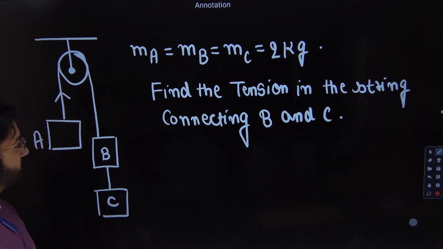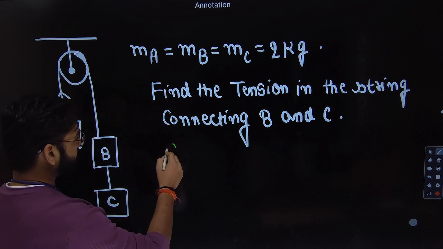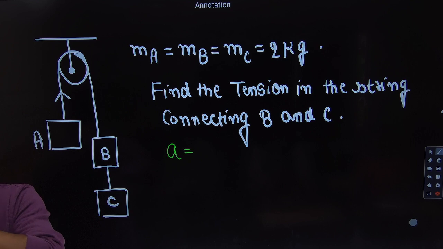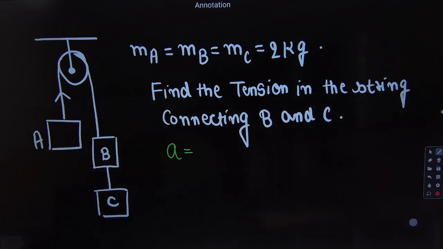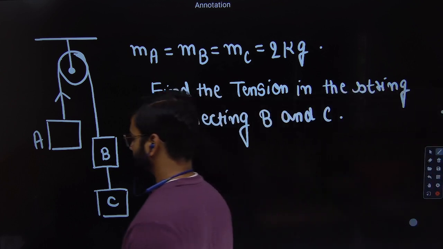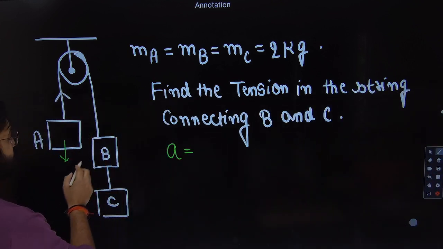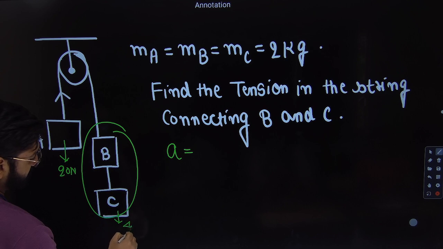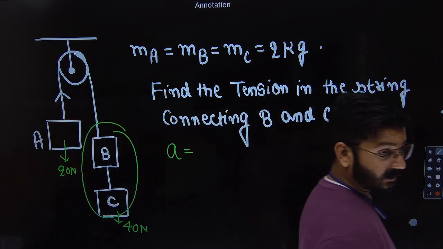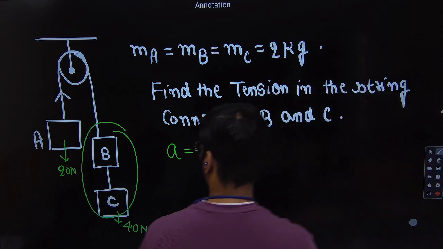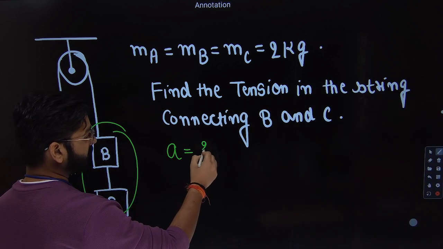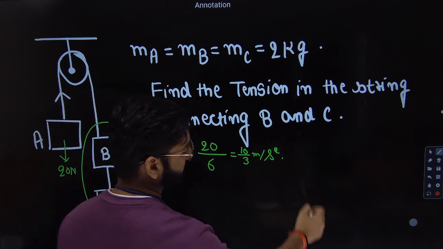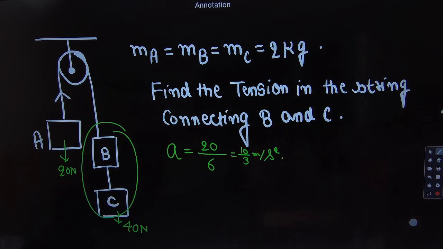So we'll first find what? Acceleration. So what is the force here? All the masses are the same, so 2g, 20. I will consider them as a single system. So what is the force in the downward direction? 40. 2 plus 2, 4. What is the driving force? 40 minus 20. What is the total mass? 6. 10 by 3 meter per second square. This is the acceleration. Any doubt?